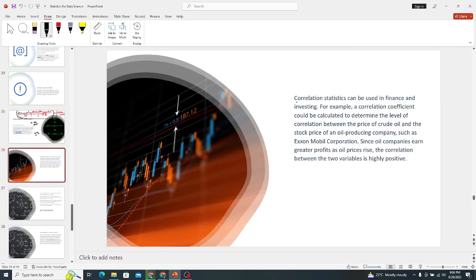Now correlation statistics can be used in finance and investing. For example, a correlation coefficient could be calculated to determine the level of correlation between the price of crude oil and the stock price of an oil producing company. Definitely here we will have a correlation. Like for example, let's assume Total. We have share prices for Total.